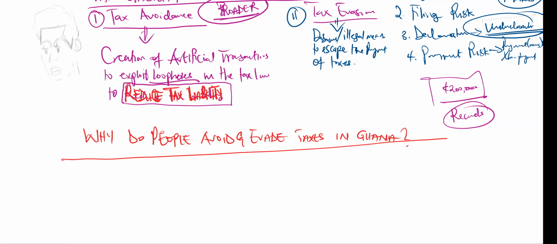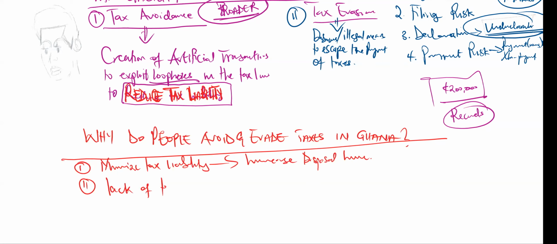To increase their disposable income, because tax reduces the income levels of the citizens. So minimize tax liability, and then increase disposable income. Okay. What other reason? Sometimes ignorance of the law can also lead to that. So lack of tax education, right? So lack of tax education.